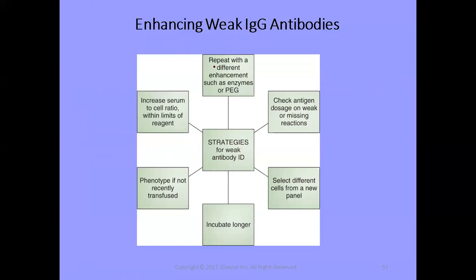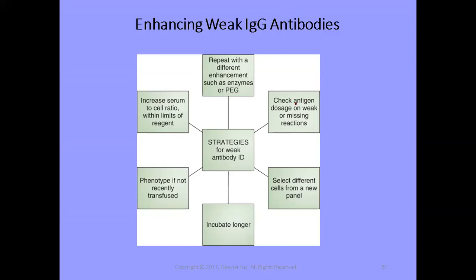So we could repeat our test, either our screen or panel, with a different enhancement medium, and we did this today, such as enzymes, or with maybe a different potentiator. Maybe I usually use LISS, but if I suspect that my patient's antibody is weak, maybe I want to switch and try it with PEG now.